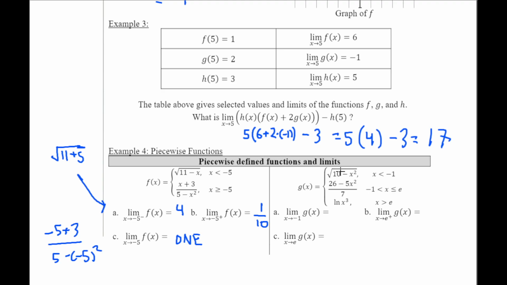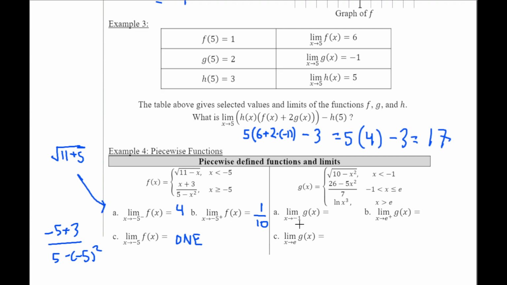G of x is equal to a 3-part piecewise function. X values less than -1, this top one. X values less than or equal to e and greater than -1, your middle one, and then x values greater than e is this bottom one here. So e is Euler's number. It's a constant that's approximately 2.7. So limit as x approaches -1. They don't ask for the left or the right, they ask for the general limit.